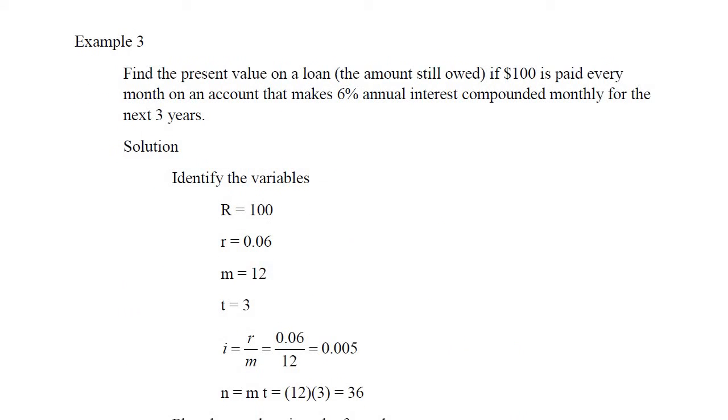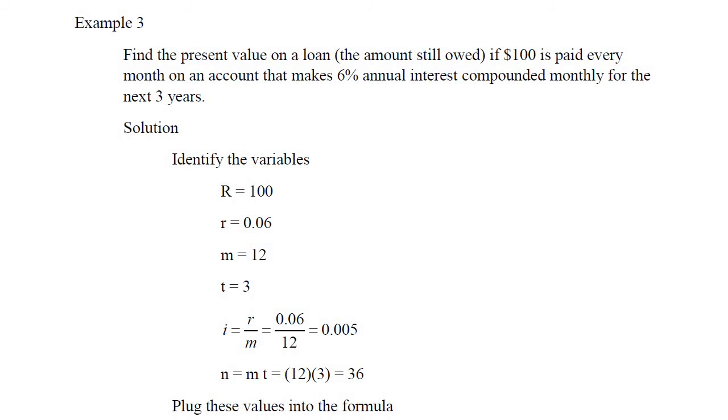So looking at an example here. Find the present value on a loan, the amount of money still owed, if $100 is paid every month onto an account that makes 6% annual interest compounded monthly for the next 3 years. First thing I'm going to do is identify my variables. They said $100 is paid every month, so that's my periodic payment, my capital R. R is 100. It makes 6% interest, so my little r is going to be 0.06. It's compounded monthly, so M is 12, for 3 years, so T is 3.